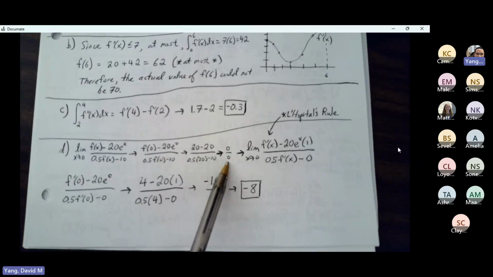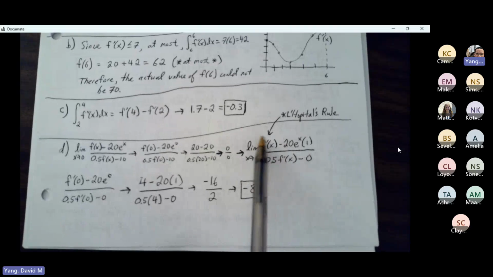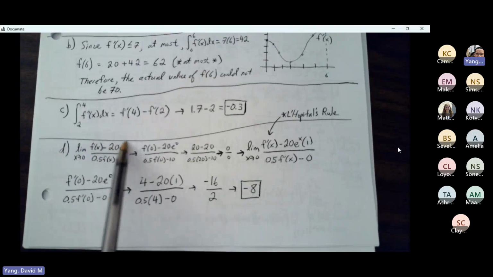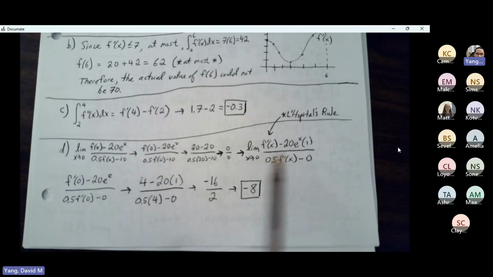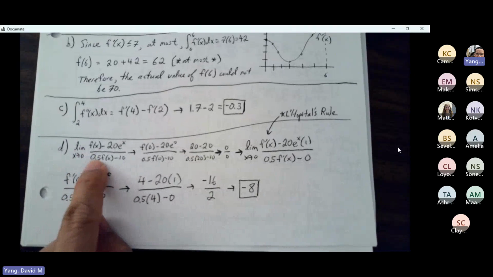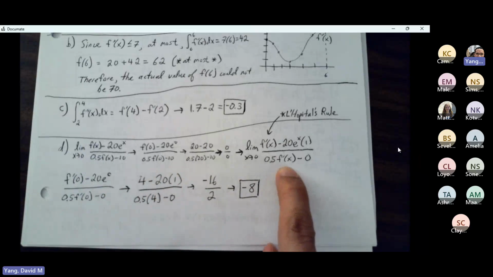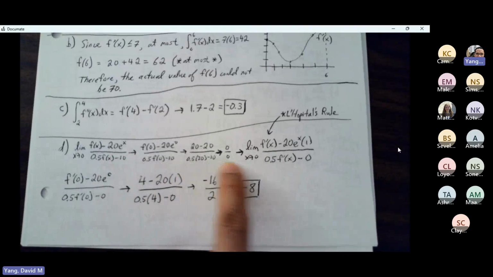Okay, I can do L'Hopital's rule here. So arrow, limit as x approaches 0. I'm going to show L'Hopital's rule, so I'm going to take the derivative of my numerator and denominator separately. f becomes f prime. 20 e to the x: I have to do e to the u times u prime, so e to the x times 1. 0.5 f of x. Remember, 0.5 is just the coefficient, so it's just going to hang out in front here. f of x becomes f prime, so 0.5 times f prime. 10 is a constant, so 10 will go to 0.